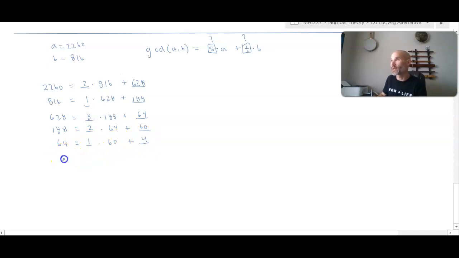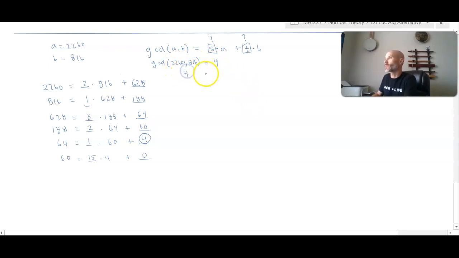Okay, keep on going until we get that remainder of 0. 60 equals some number of multiples of 4 plus a remainder. 60 divided by 4 is exactly 15. I should have known that. It leaves a remainder of 0. Therefore, our GCD is 4. So the GCD between 2260 and 816 is 4.